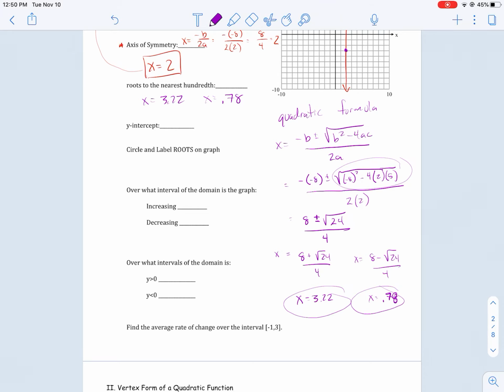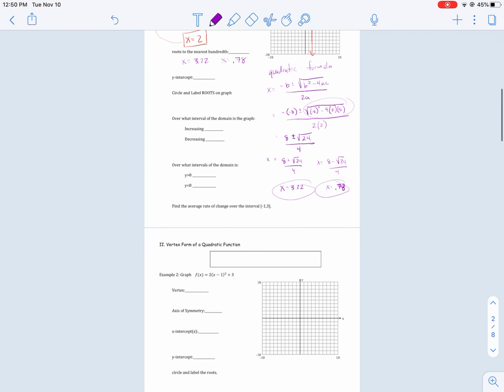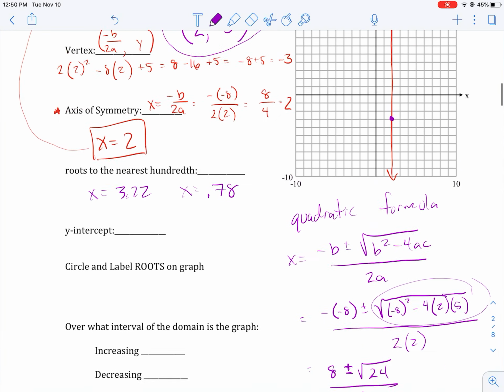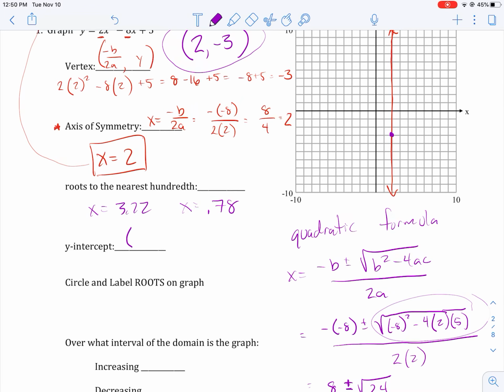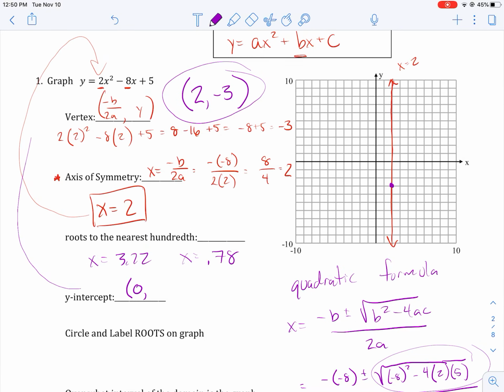All right, and then finally, our y-intercept. Well, our y-intercept is when x is equal to 0. So when I plug in 0 for all my values of x, we're left with just a 5, because 5 is the only term that doesn't have an x next to it. And that is how I came up with my y-intercept so quickly. So 1, 2, 3, 4, 5. Okay, there's a point.